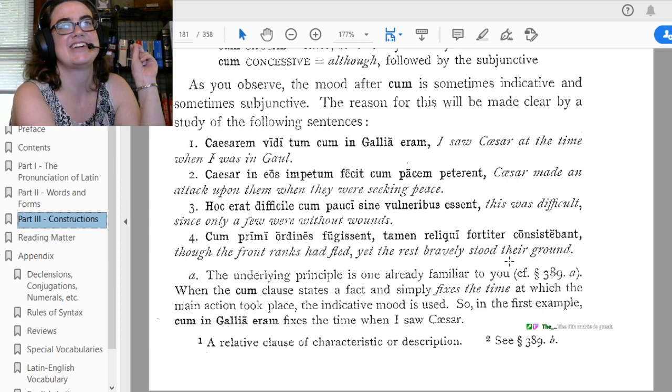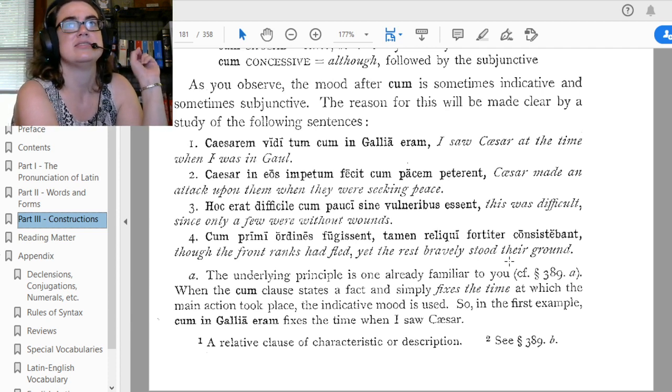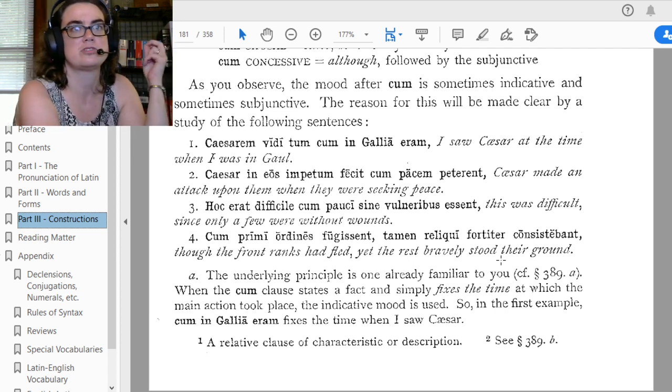Hoc erat difficile cum pauci sine vulneribus essent. This was a difficult thing, since, when, because, although, few were without wounds.